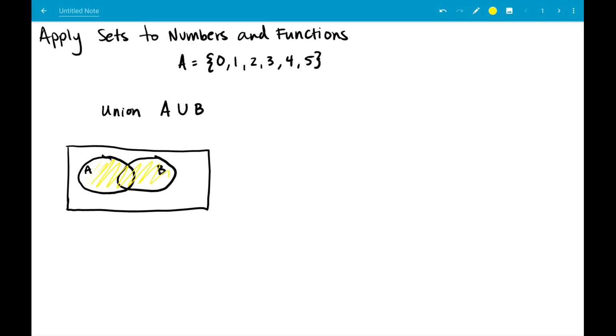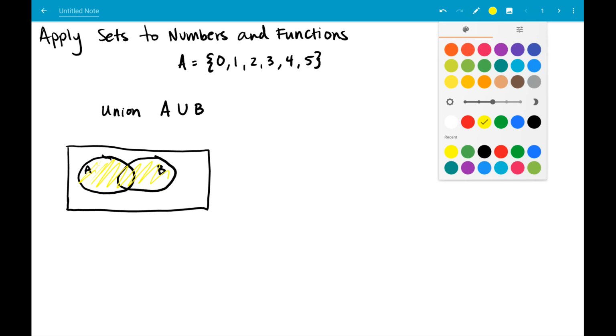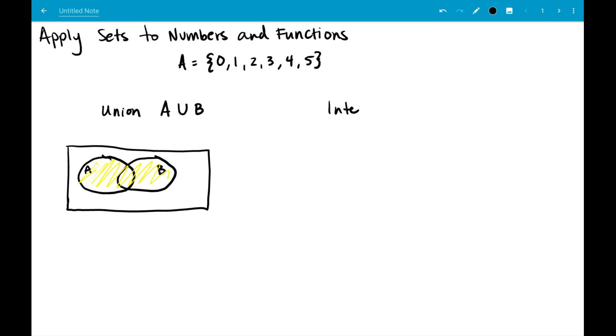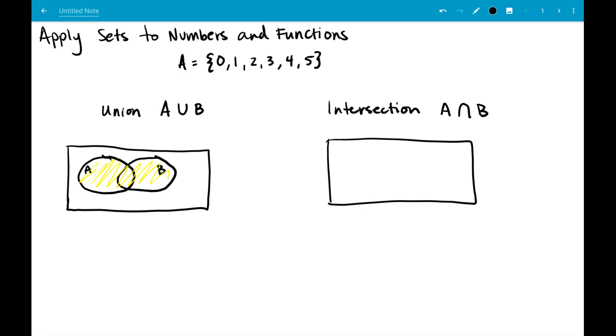let's switch to yellow, everything that's in both those sets. And when we talk about an intersection of sets, you would write it like this. The intersection of set A and set B is written like this. Again, with the Venn diagram, if this is my set A, and this is my set B, then the intersection would just be what they share. So just the elements that are in both A and B.